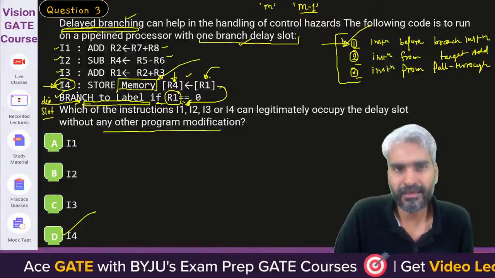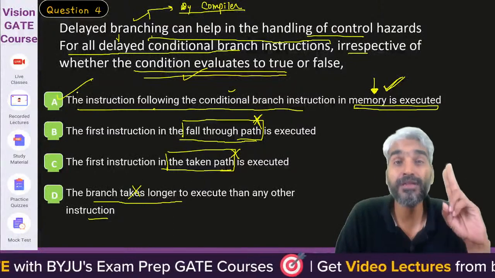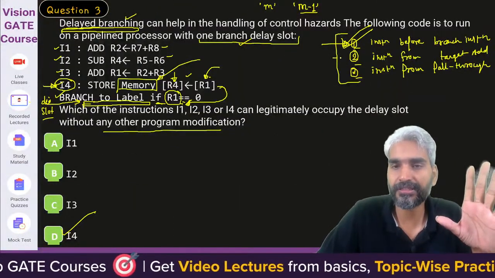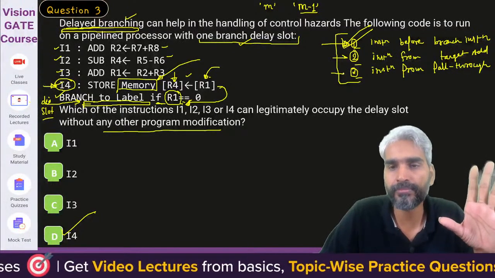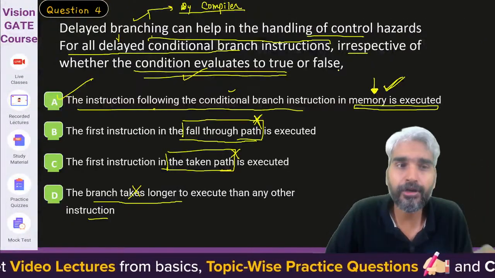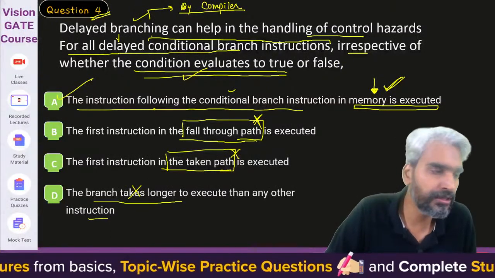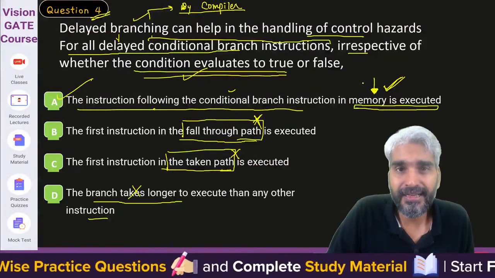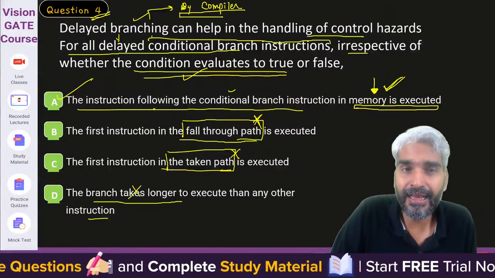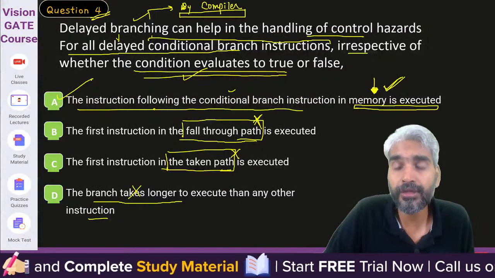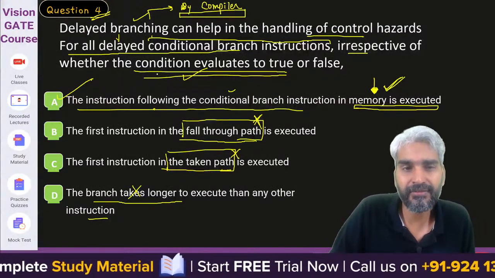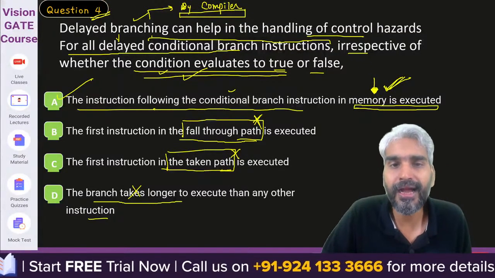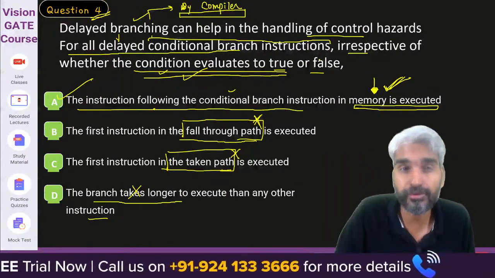Questions 3 and 4 are related to the same concept, that we can either place the instruction which is before the branch instruction, or from the fall through sequence, or from the target address. So the same concept is being used in this particular question number 4, that is, which one is placed in the delay slot? It has been decided at compile time itself, and then only the program is loaded into the memory. So no matter whether the condition evaluates to true or false, whatever instruction is available in the memory after the branch instruction, that will execute.